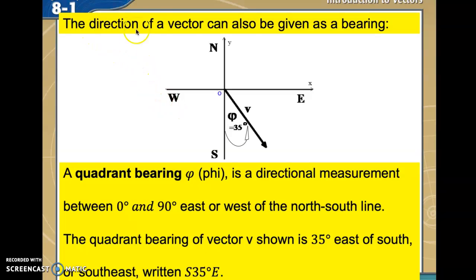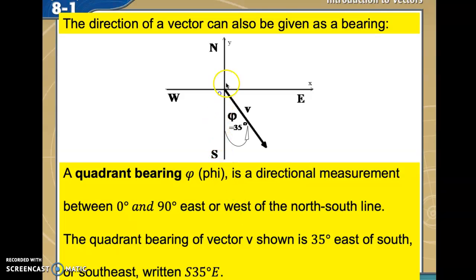So you can see the direction of a vector can also be given as a bearing. A quadrant bearing phi is a directional measurement between 0 and 90 degrees east or west of the north-south line. The quadrant bearing of vector v shown is 35 degrees east of south, or southeast. You can write it as S 35 degrees E, which means south 35 degrees east.